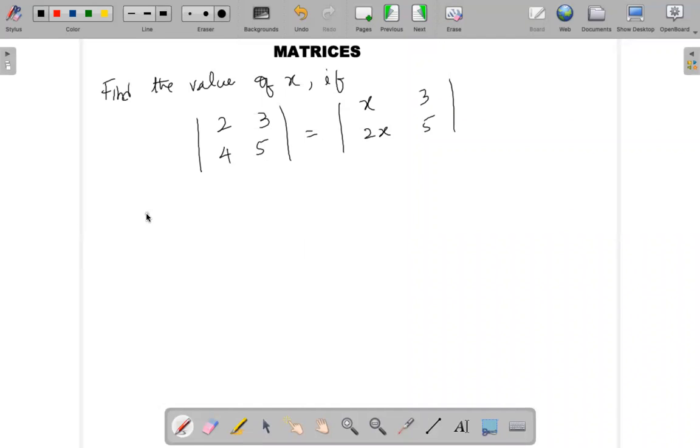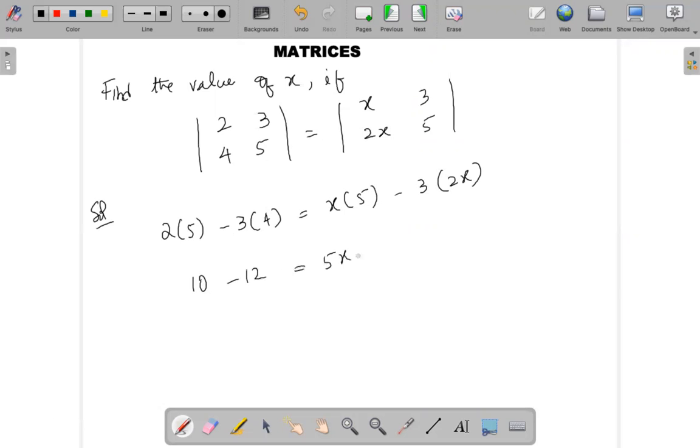So let's do that. So this is 3 into 5 and 3 into 4 and 6 into 5 and 3 into 6. So the 10, so 12, 5x. So we get x value as after simplifying.